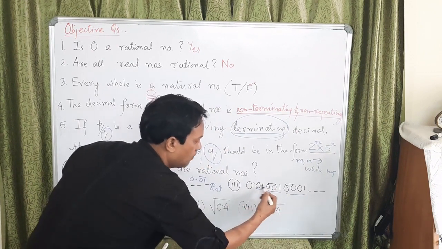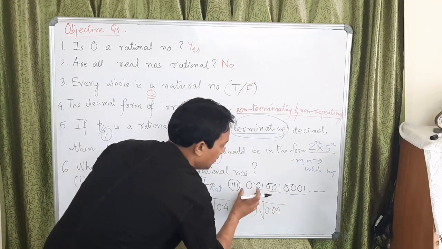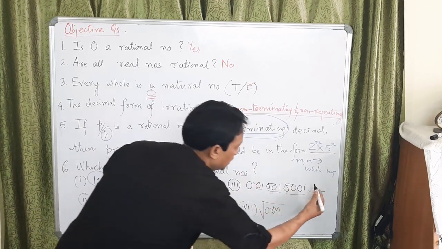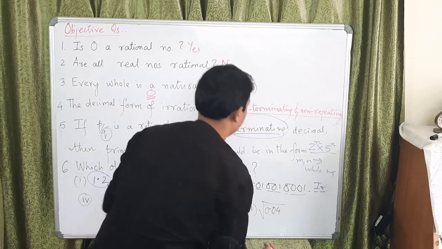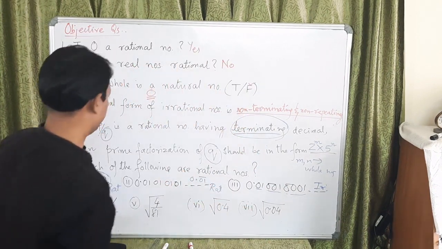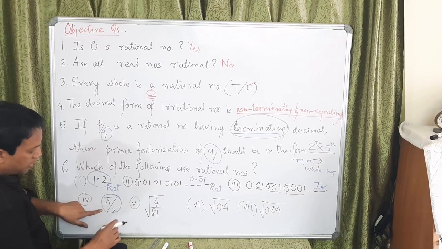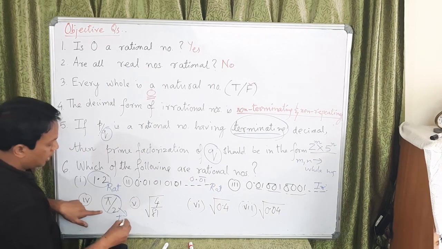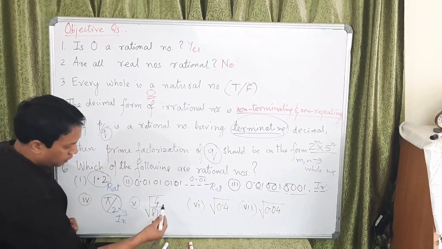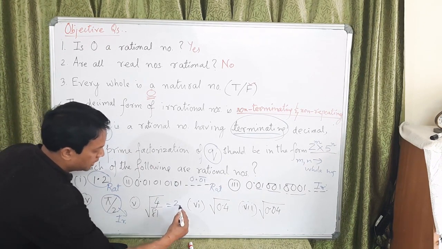If we come to the next one, 0.01, 001, 0001, so this is new. The same number is not repeating, unlike the previous one where the same number was repeating. So this is a non-terminating, non-repeating decimal. So this is an irrational number. I'll write IR, irrational. Now if we come to pi by 2, any number containing pi will be an irrational number. So IR, irrational. Now if you look at this one, root over 4 will become 2.